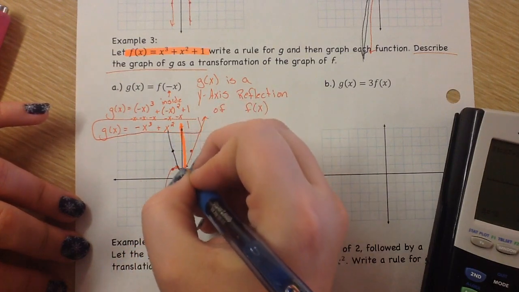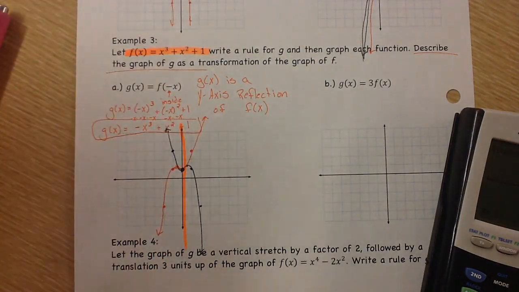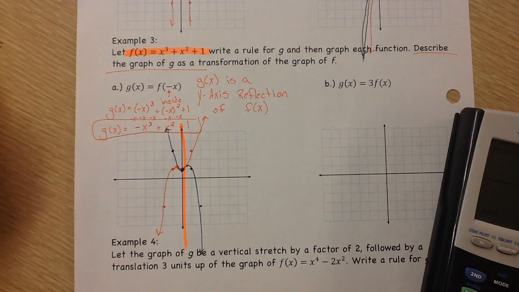So then we'd have this guy right there. Okay. So there's my reflection over that y-axis. Okay. All right, next one here.